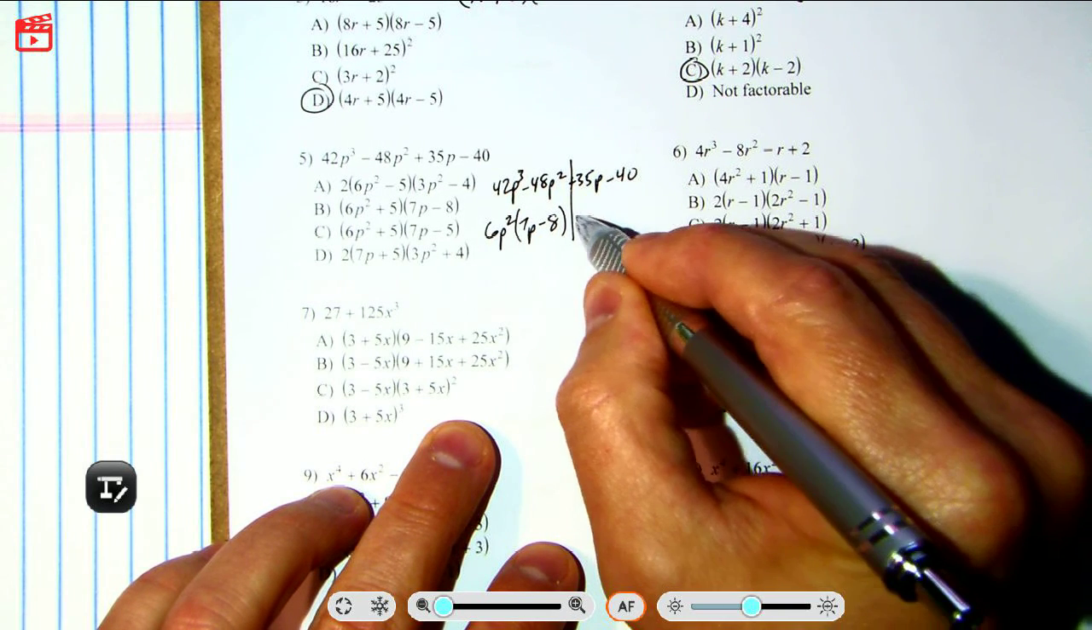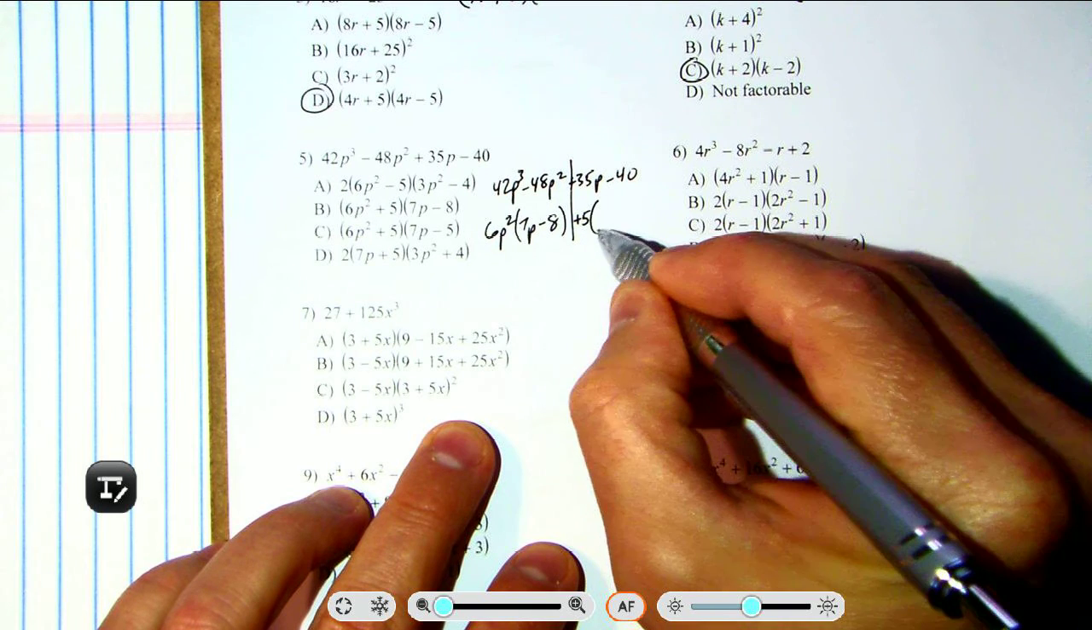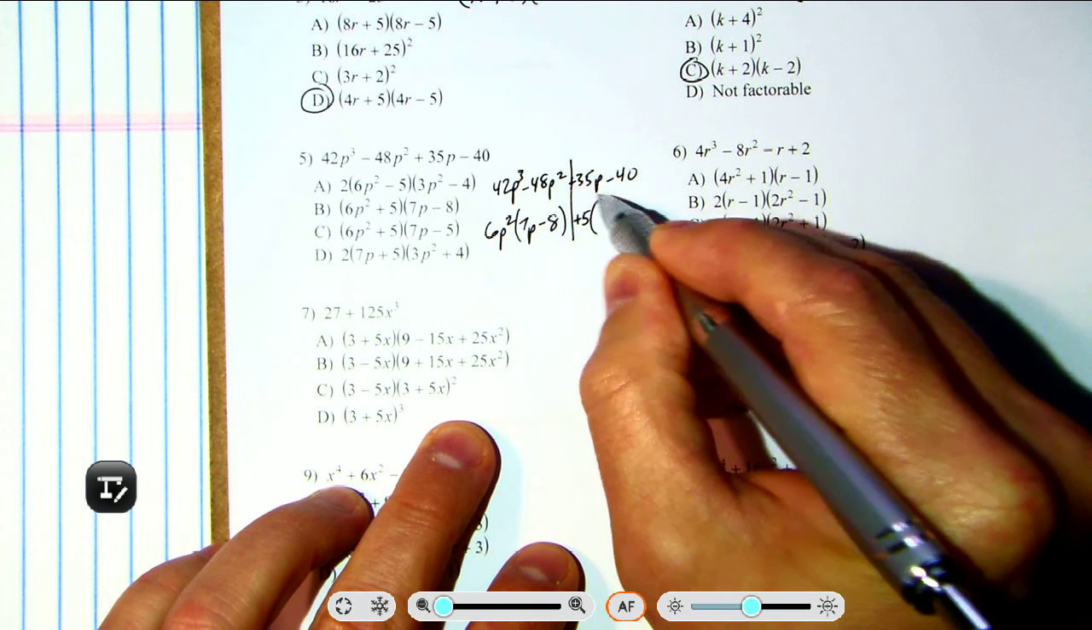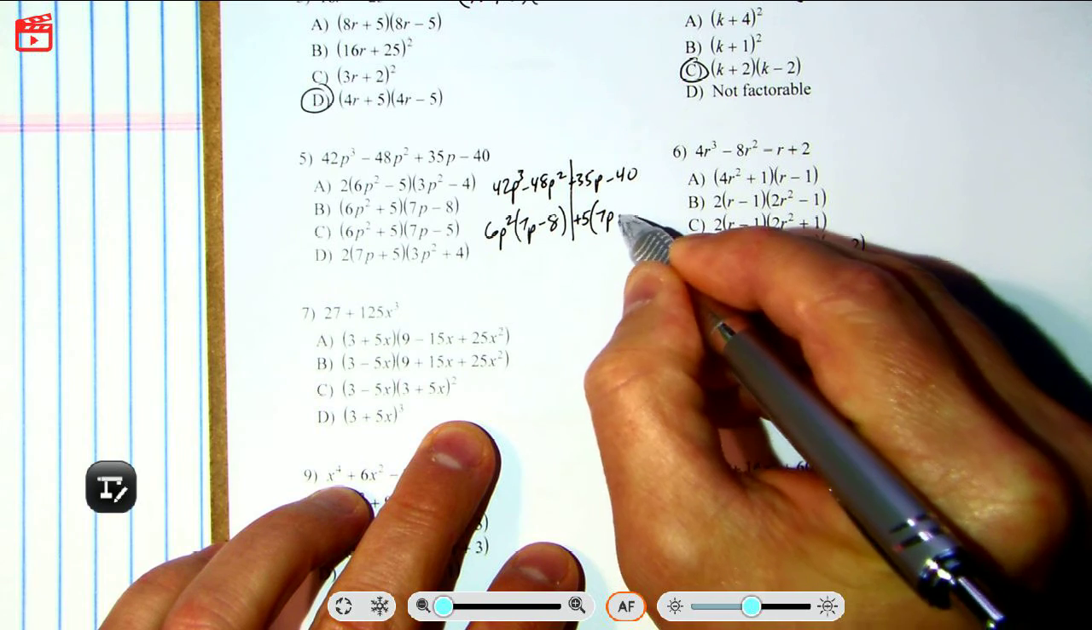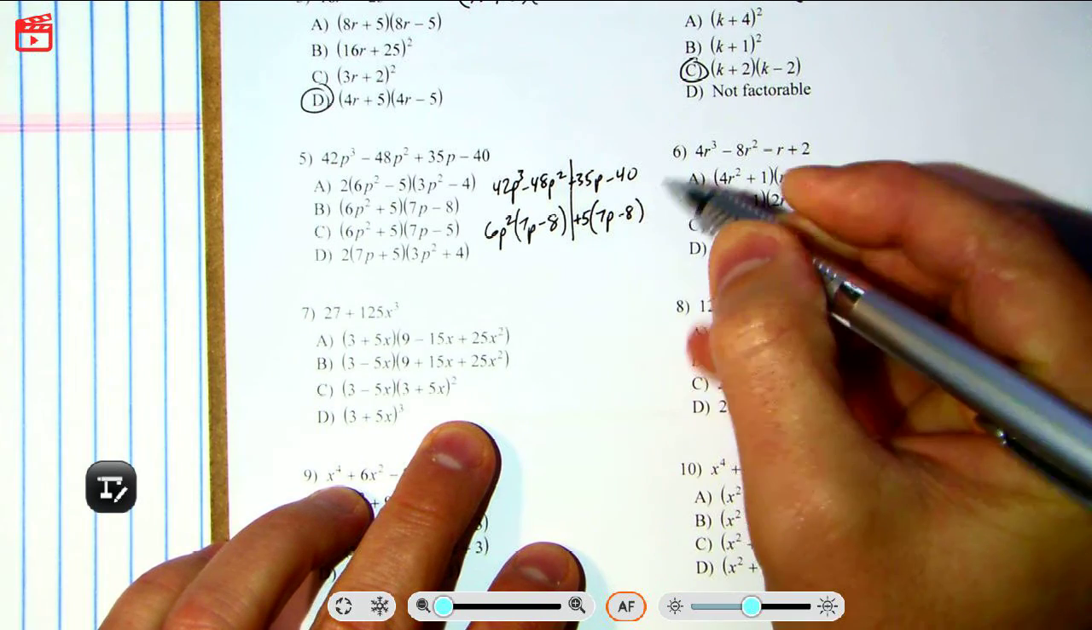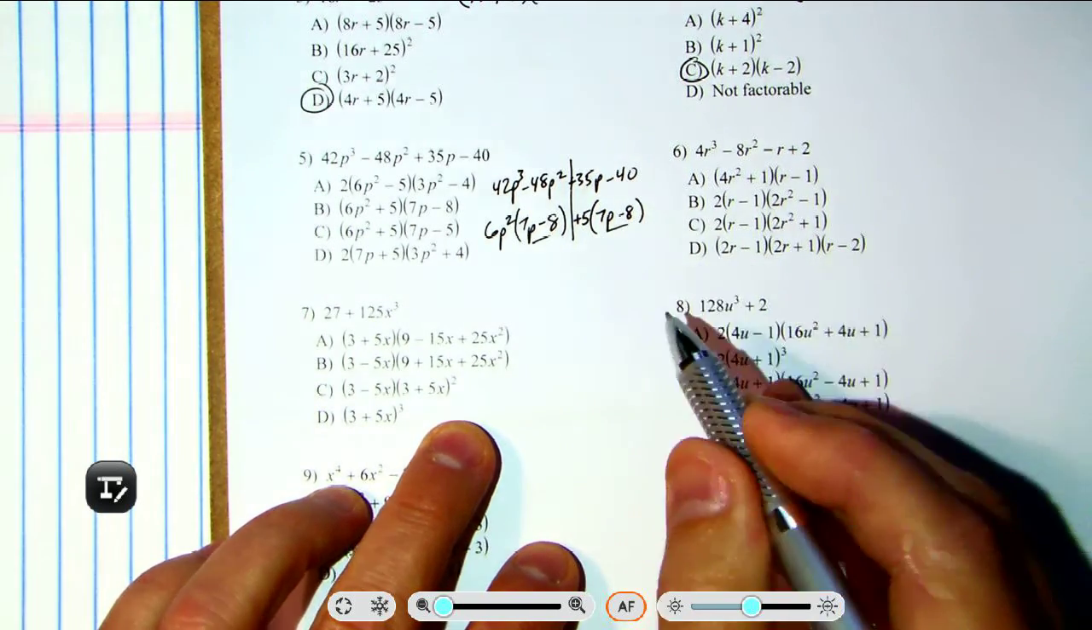I think that's going to be a positive 5. What's left when you factor out the 5? Isn't that 7p minus 8? Aha! That's how we know we did it right, because that becomes our new GCF.